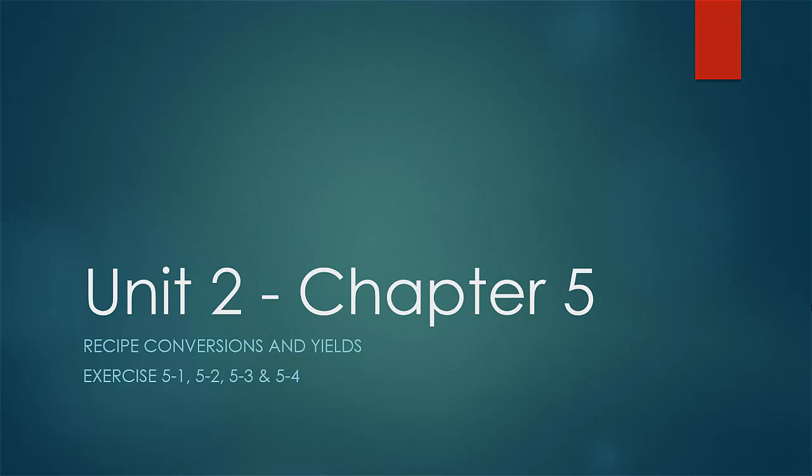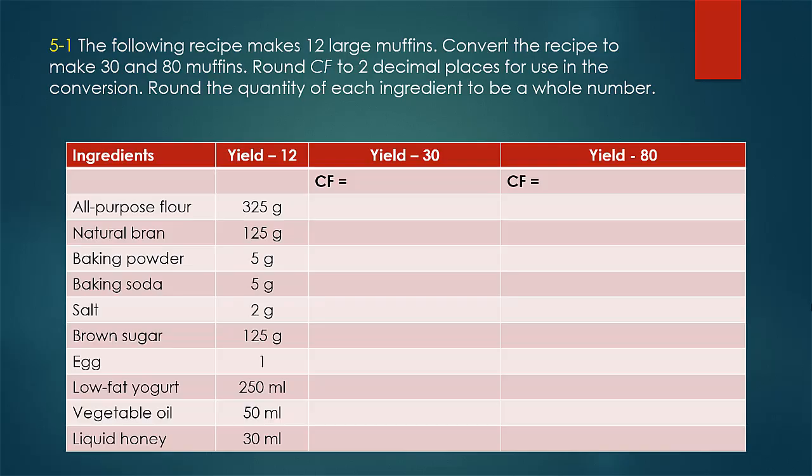These are important skills you need to be comfortable with and understand because it will be a major portion of test number 2. And as the slide says, it has to do with recipe conversions and yields. So let's begin. Here we have a recipe that makes 12 large muffins. If we use this amount of these ingredients and bake our muffins, we will get 12 tasty muffins.